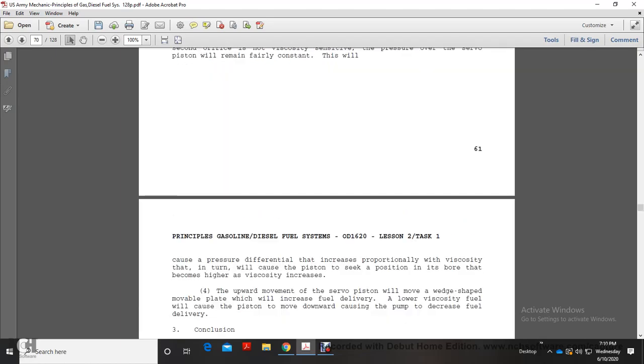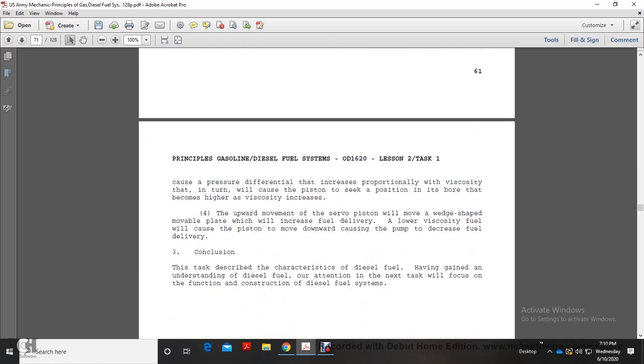This will cause the pressure differential to increase proportionally with the viscosity, which in turn will cause the piston to seek a higher position in its bore as viscosity increases. Upward movement of the servo piston will move the wedge-shaped plate, increasing the fuel delivery. Low viscosity fuel will cause the piston to move downward, causing the pump to decrease fuel delivery.